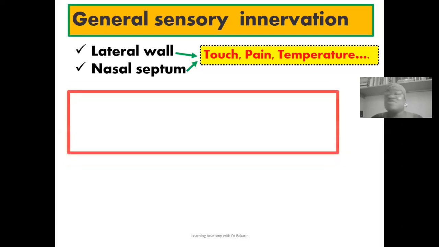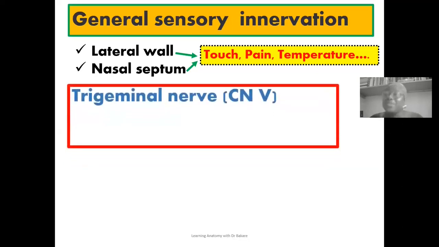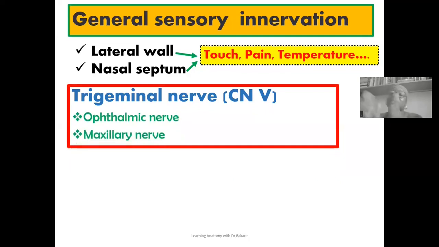So the general sensory innervation, we already established from our previous slide that it is carried by branches of the trigeminal nerve, which is the 5th cranial nerve. But it is not all the branches of the trigeminal nerve that are involved in the general sensory innervation of the nasal cavity. It is just the ophthalmic nerve and also the maxillary nerve, which is the 1st and the 2nd sub-branches of the trigeminal nerve. The mandibular nerve is not involved in innervating the nasal cavity, just for us to know.